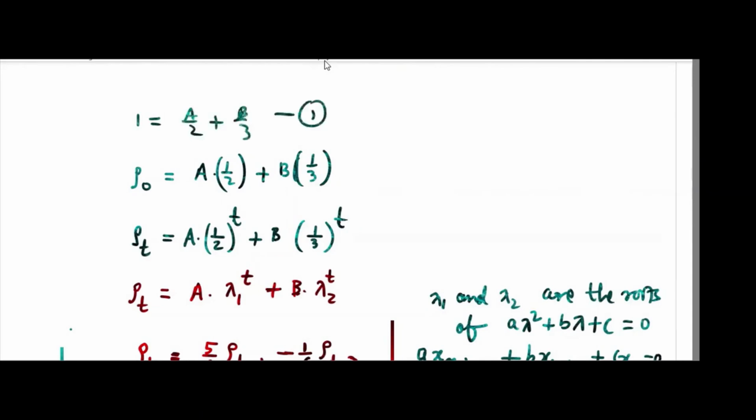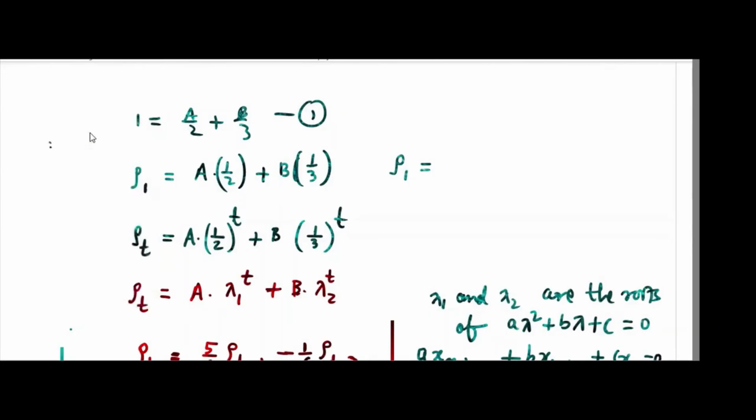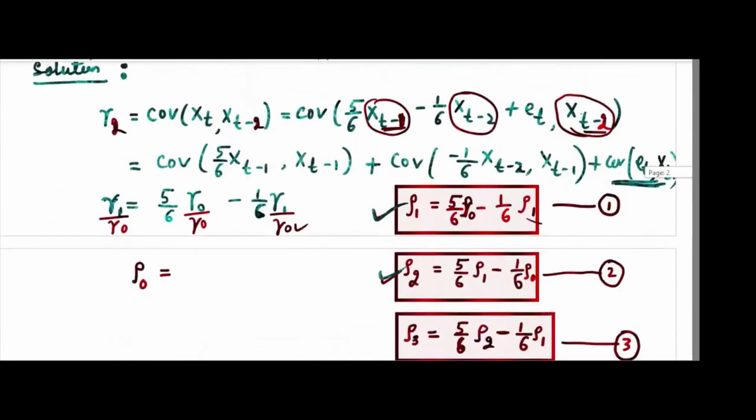This is one equation. Now take t equals 1. If you take t equals 1, you will get rho 1. This will be rho 1. And whatever is rho 1, we'll put here. If you put t equals 0 here, you'll get A plus B. So 1 is equal to A plus B. This is equation 2. So you need rho 1, that's all. If you see the first equation, we didn't find rho 1, I remember.